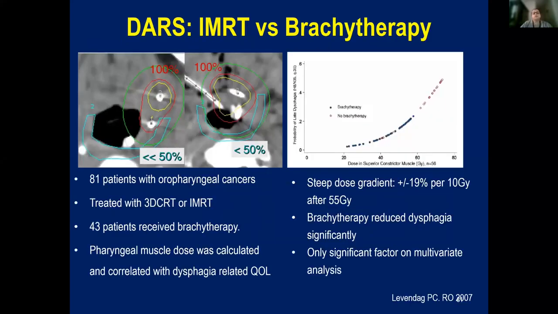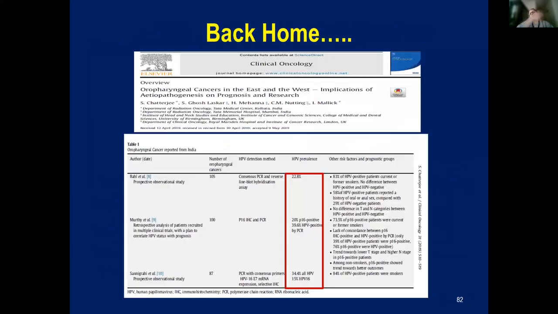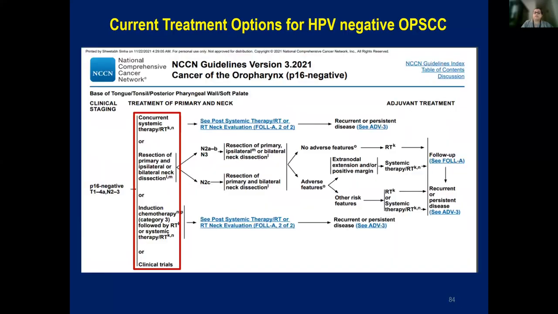Another way, of course, of reducing the dose would be by the judicious use of brachytherapy as and when possible, because with this we could definitely reduce the dose to the constrictors. However, having said all this, I bring you back home, and what you need to realize here is that a lot of what I've said may be related to HPV positive cancers, but a lot of it is also related to HPV negative cancers. And that is what we are dealing with in our country. And we do know that they are different. But if you look at HPV negative cancers, we always talk of treatment intensification and not de-intensification.